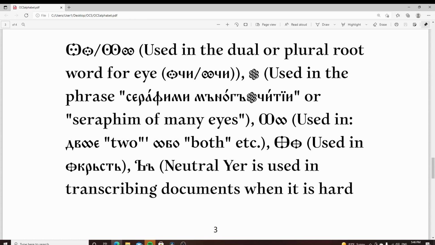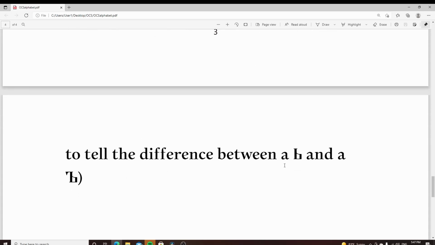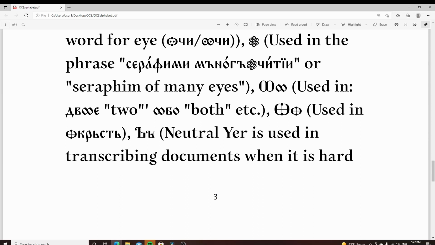This special symbol right here is used in O Christe. And the last one here is called neutral yer, and its only purpose is used in transcribing documents when it is hard to tell the difference between a yeri and a yer. This was mostly in Russia, late medieval Russia, I believe, when they were transcribing old Church Slavonic manuscripts into Russian. They couldn't tell sometimes if the yer that they put was yer or yeri, so they would use this, and it could be either or.